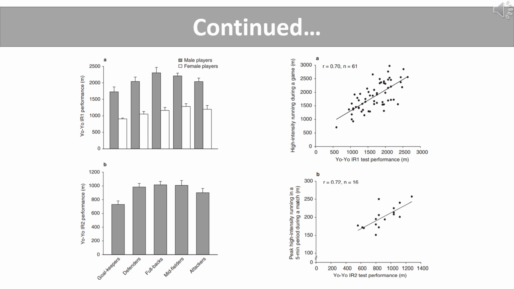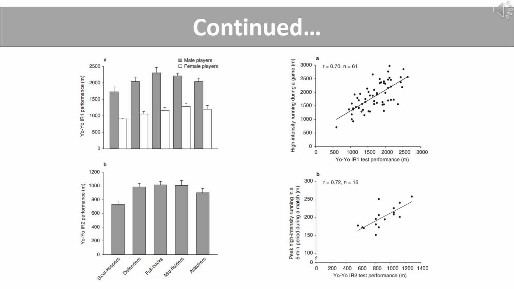If we now look at our two protocols and we keep it specific to football, these two bar charts here are looking at the ability of our yo-yo level 1 and our yo-yo level 2 tests to discriminate against playing positions. You can see here this is goalkeepers, defenders, fullbacks, midfielders and attackers. Unsurprisingly, goalkeepers typically have the lowest performance on both yo-yo tests, and that shouldn't be a surprise given the nature of what they have to do in a game relative to outfield players.